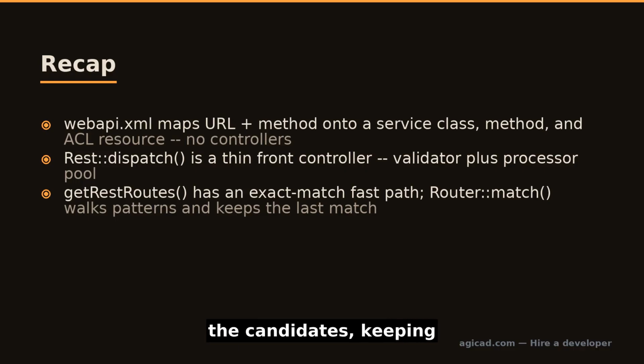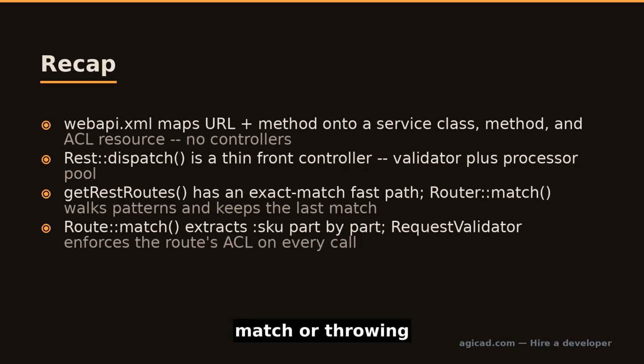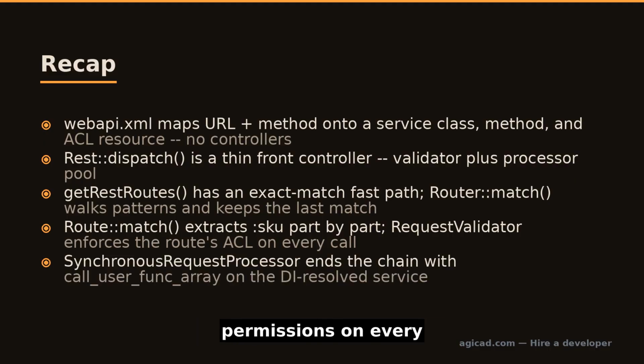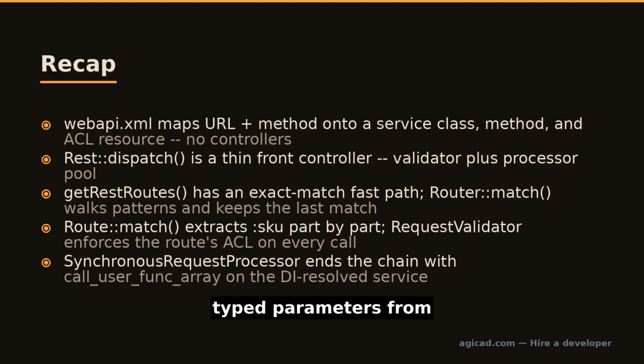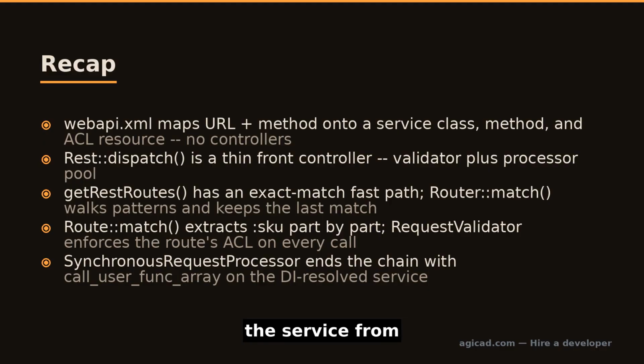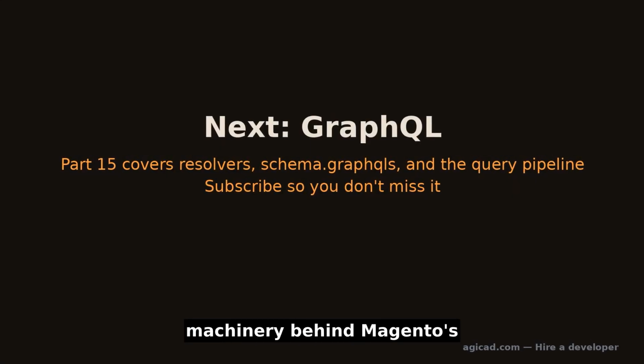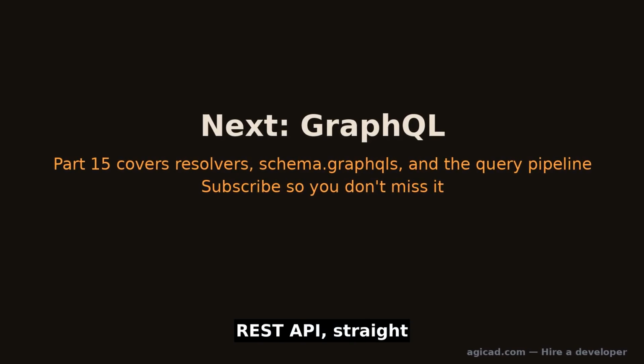The route object extracts placeholder values like the SKU part by part, and the RequestValidator enforces the route's declared permissions on every call. And the synchronous processor finishes the job: typed parameters from the InputParamsResolver, the service from the object manager, one call_user_func_array, and the response serialized back out. That's the real machinery behind Magento's REST API, straight from a Git checkout of the pinned 2.4.9 source, every file and line verified against that exact commit.